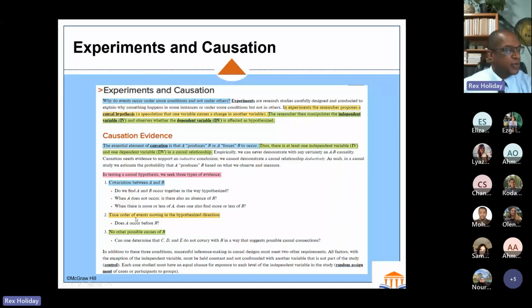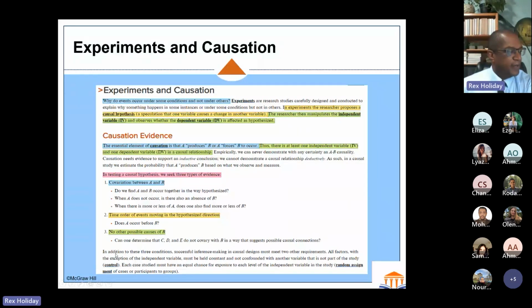And then, time order of events moving in a hypothesized direction. So does A occur before B? They kind of demonstrated that right in that video. And then no other causes of B, and that can be a really difficult one. Can one determine that C, D, and E do not covary with B in a way that suggests possible causal connections?